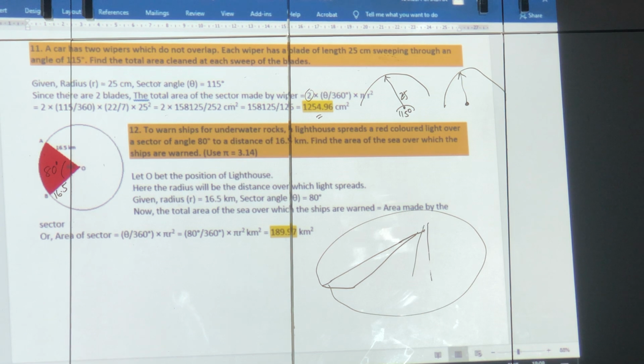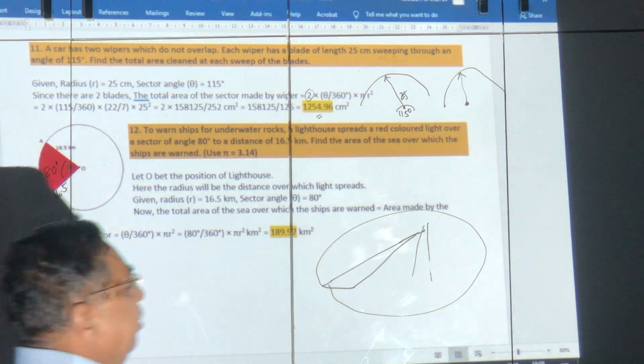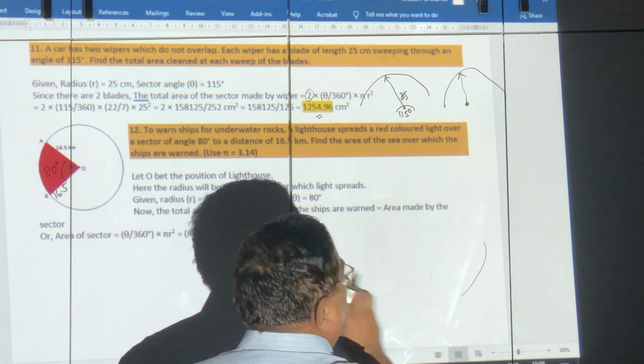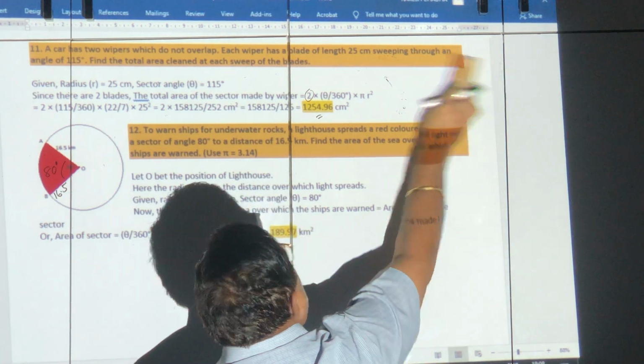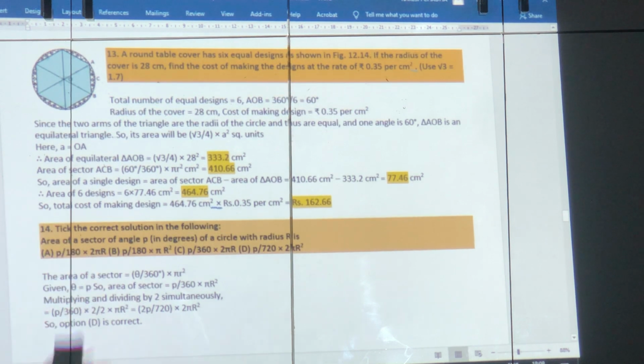Now friend, how should I help you? Theta upon 360 into pi r square. 10 sums we have already done in the same way. Do not get confused. This is very easy. Don't forget the pi r square formula and don't forget the 2 pi r circumference formula. We don't need anything else. Easiest chapter I have found in the whole book. This and the next chapter are the easiest chapters.